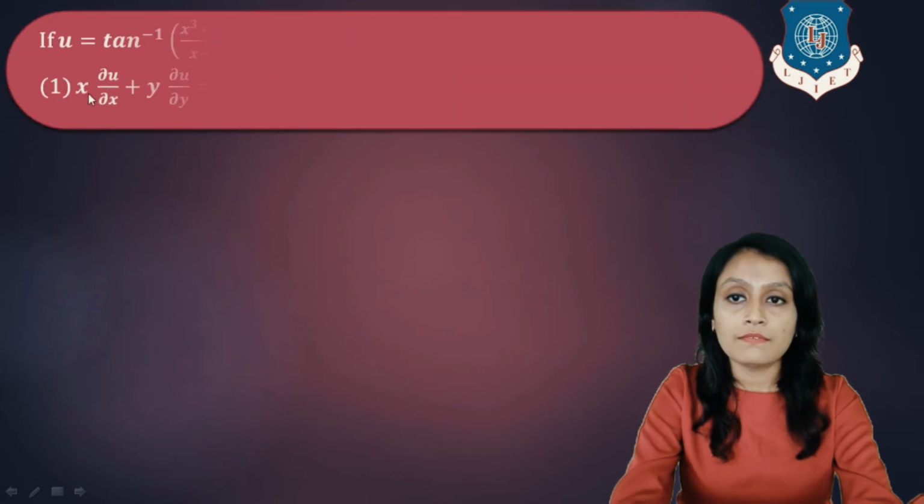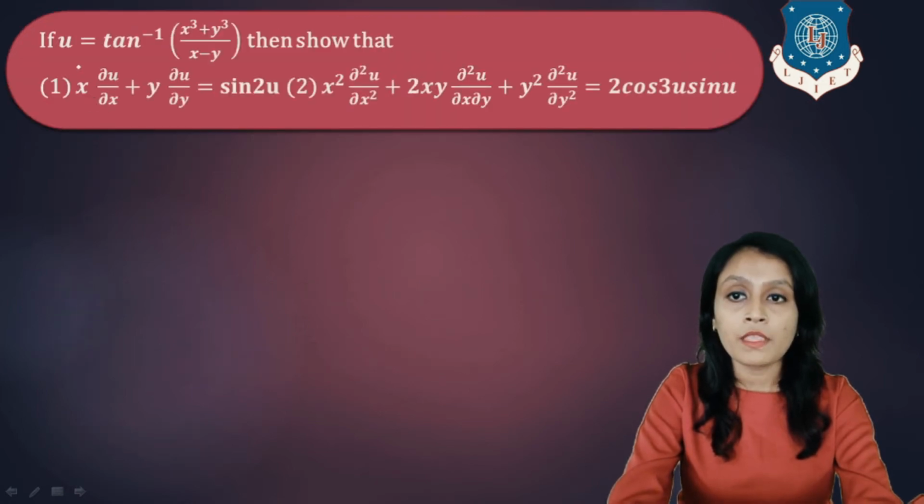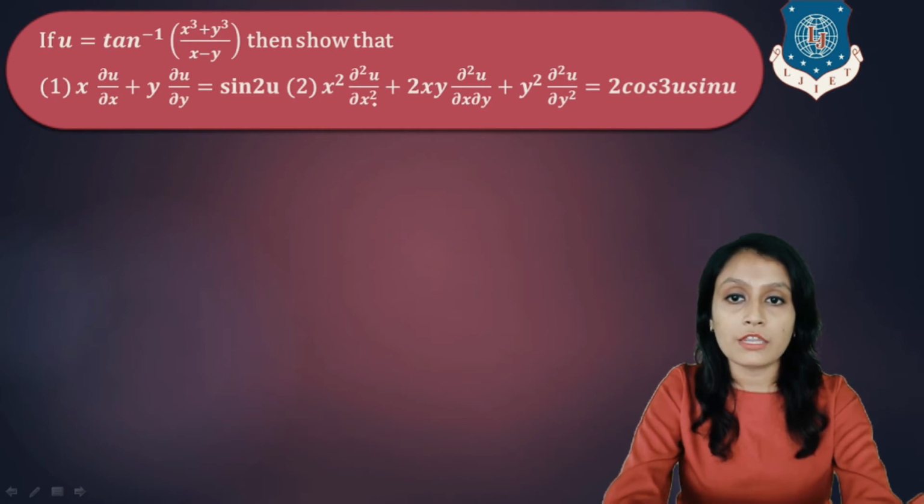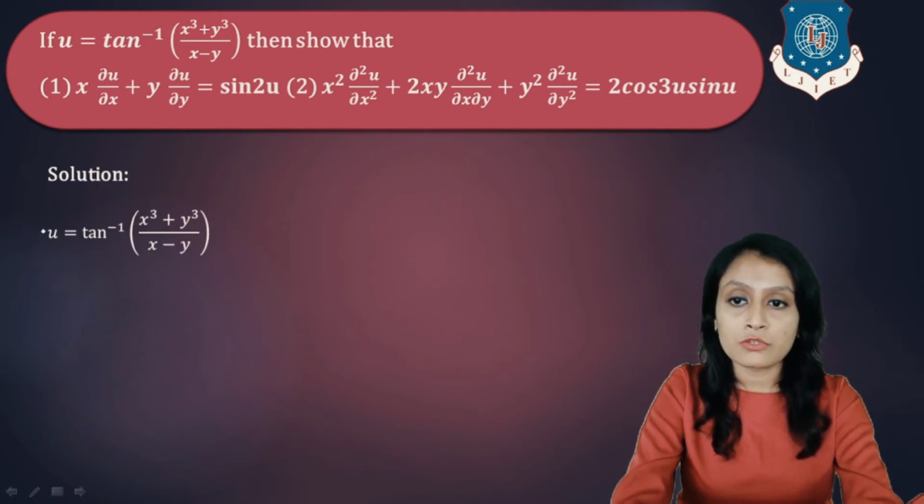Okay, so let's begin with an example. If u is equal to tan inverse of x cube plus y cube upon x minus y is given, then we have to show that x del u by del x plus y del u by del y is equal to sine 2u, and x square del square u by del x square plus 2xy del square u by del x del y plus y square del square u by del y square is equal to 2 cos 3u sine u. So let's begin with the solution.